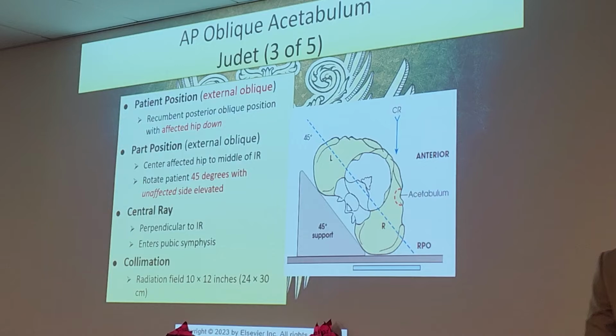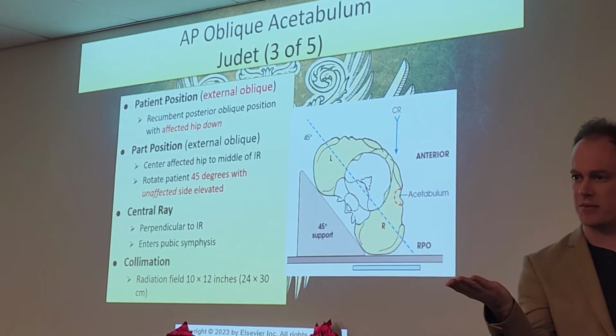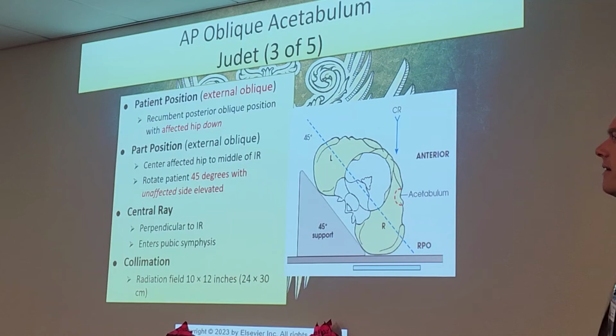So what I want you to know, guys, on this one especially, know the degree of obliquity, know where your central ray goes, and know what the star of the show for each x-ray is. So for external oblique, what am I looking at? Internal oblique, what am I looking at? Depends on what the text says. Does that make sense? So for internal, what are you looking at? We're looking at the side that is elevated.